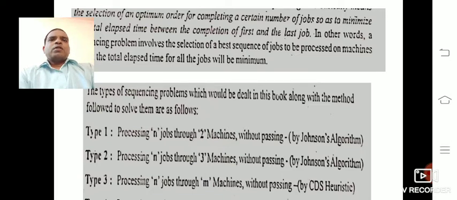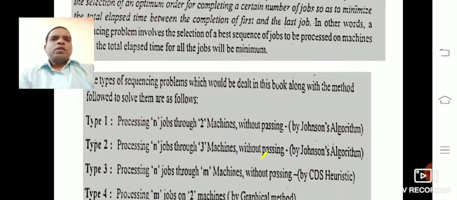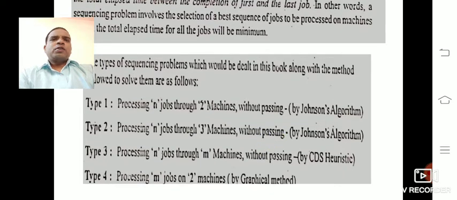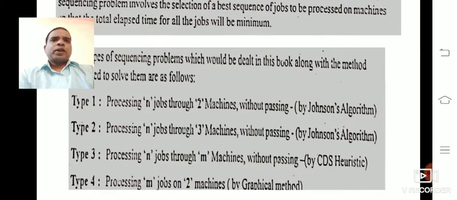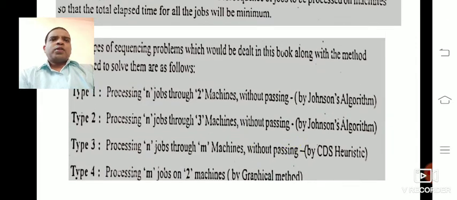Now here, in this chapter we are going to discuss four types of problems. Type 1 is processing n jobs through two machines. We are having n jobs and two machines, and this type of problem we can solve by using Johnson algorithm. Type 2 problems are n jobs through three machines. Here we are having n number of jobs and three machines. This type of problem also we can solve using the Johnson algorithm.